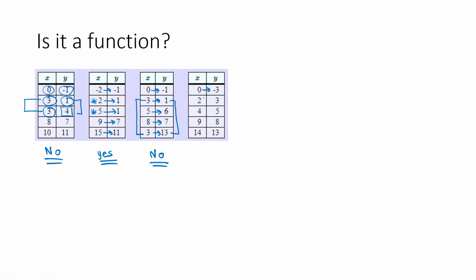Last example, we see 0 to -3, 2 goes to 3, 4 goes to 5, 9 goes to 8, 14 goes to 3. Every number goes to a unique value. There's no repetition of the x values, so we say yes, this last one is a function, because each x value goes to at most one y value. So that's kind of the idea of a function. Every time you put an x in, you'll get the same answer if you use the same x.